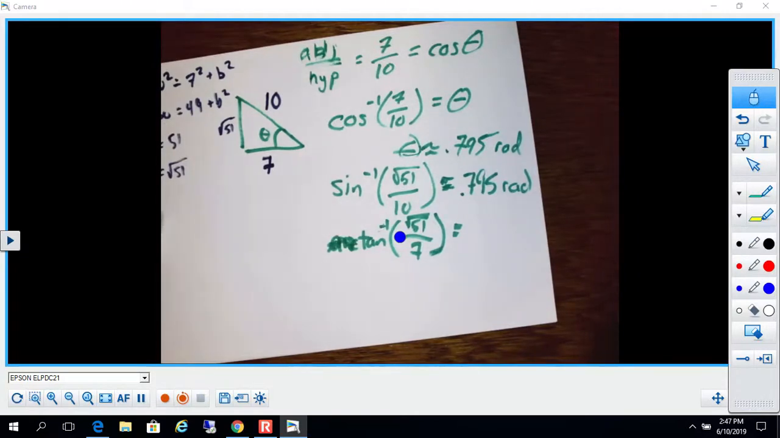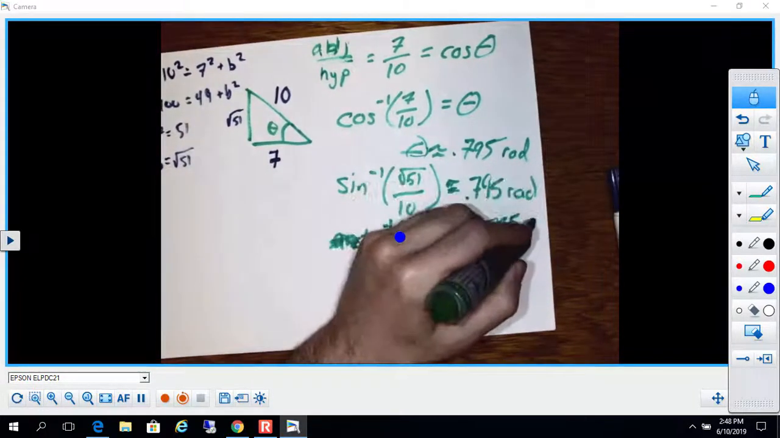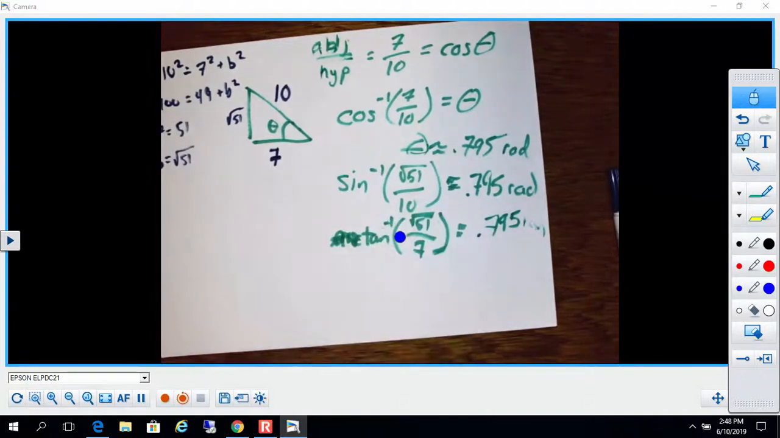Hold on a sec. Wait, you just threw a negative in there. Oh, you did the tan. You need to do the inverse tan. Like that. Oh, 0.79. 0.795 radians.